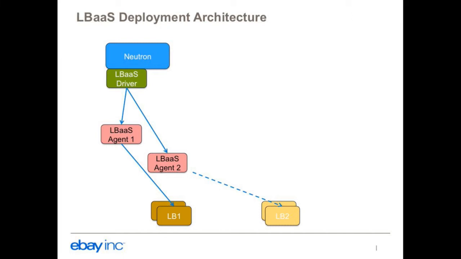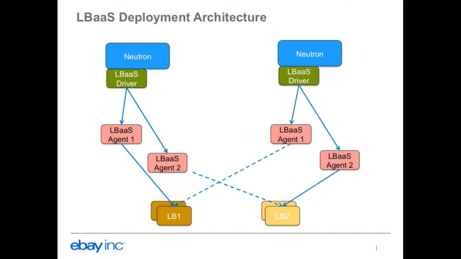In this example, in this slide, we have two LBaaS agents. They are managing two different LB clusters. Now, everything is running in active-active mode in Neutron, LBaaS driver, LBaaS agents, and LB. LBs are hardware LB devices or virtual appliances. Only the LBaaS agents are running in active standby.